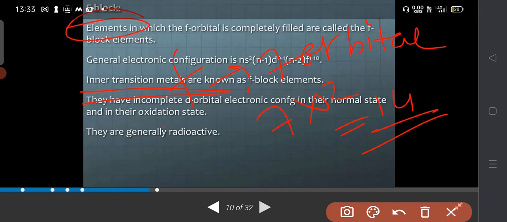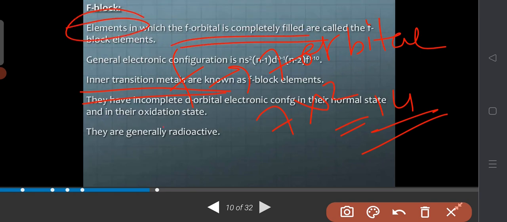Elements in which the f orbital is either completely filled or incompletely filled, and generally they are radioactive in nature. They will be situated separately and called the f block elements. So I think all of you can understand up to that.